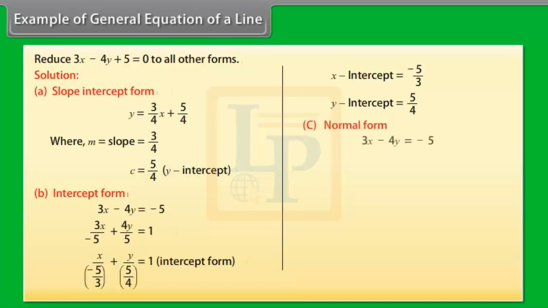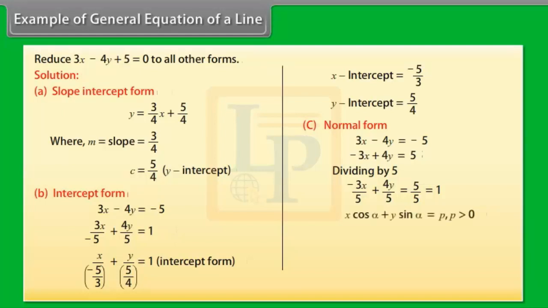Normal form. 3x - 4y = -5. Minus 3x + 4y = 5. Dividing by 5, -3x/5 + 4y/5 = 5/5 = 1. x cos alpha + y sin alpha = p, p greater than 0, where cos alpha = -3/5, sin alpha = 4/5, p = 1.